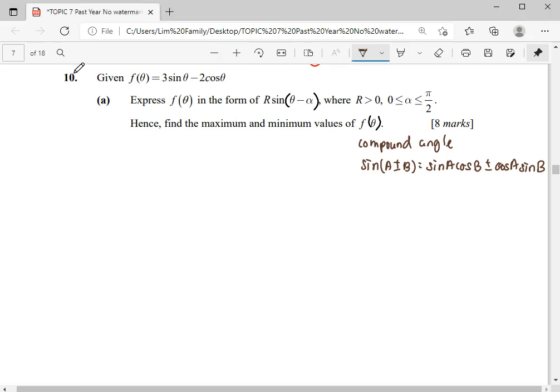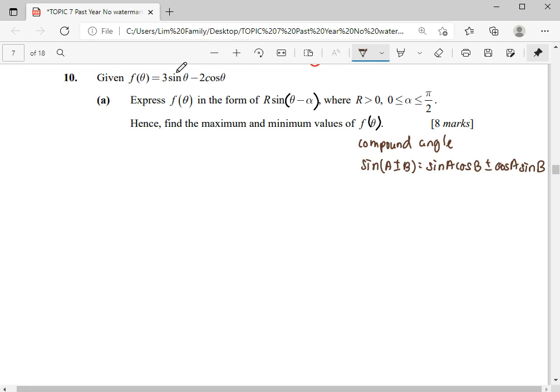So for this question 10, they give us that f(theta) is equal to 3 sine theta minus 2 cos theta. So we look at our questions here. You can see our trigonometry here. It is in two terms of trigo. Okay, so it's sine and cos, two terms of trigo.